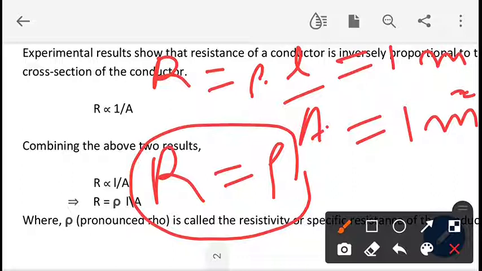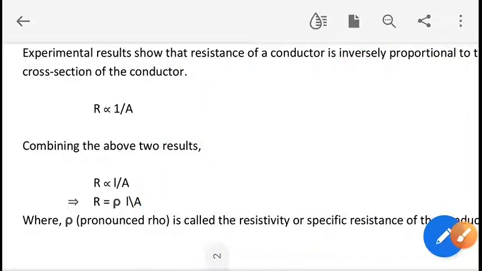The only difference between resistance and resistivity is that resistance depends upon length and cross section area, but resistivity does not depend on length and cross section area. Keep this in your mind. But one thing is common between resistance and resistivity, that I will let you know. Just keep on watching.